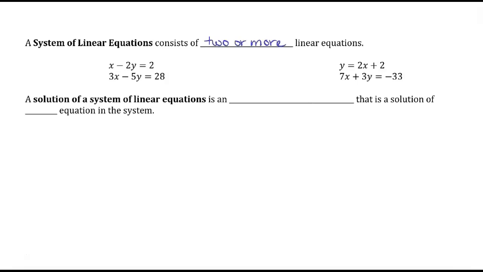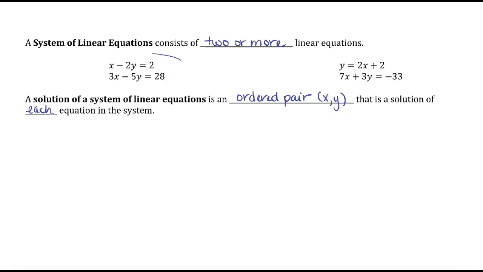Here are two examples. Each example has a set of two linear equations, and they are paired together as a system. A solution of a system of linear equations is an ordered pair that we write as (x, y) that is a solution of each equation in the system.